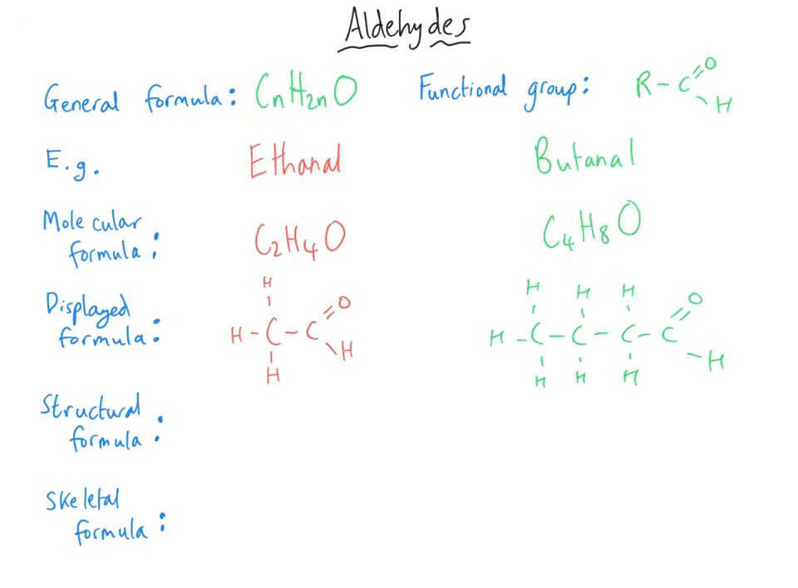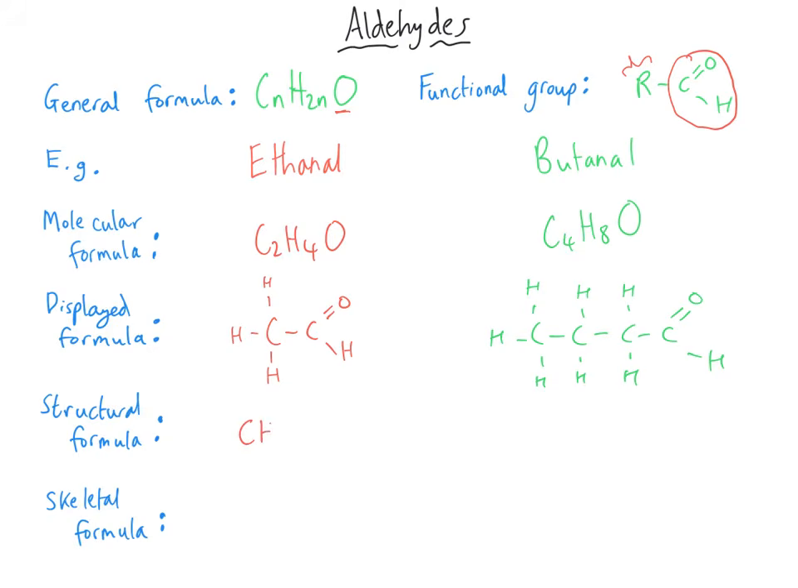Our next homologous series we're going to have a look at is the aldehydes, and they have got the same general formula as an alkene, except with an oxygen on the end. And their functional group is this carbon chain again, and then we've got the C double bond O with a hydrogen attached to the same carbon. So effectively what this means is we've got this interesting functional group that always comes at the end of a carbon chain. Two examples again, ethanal, which has got the molecular formula C2H4O, and this is its displayed formula underneath.